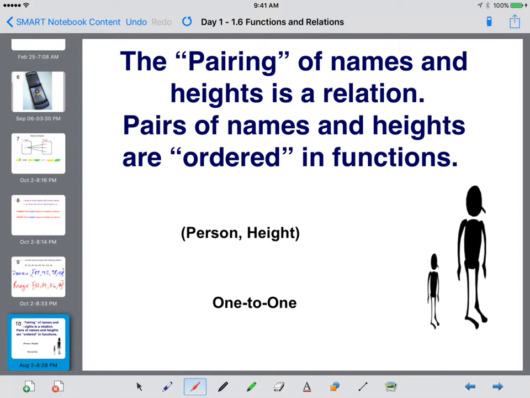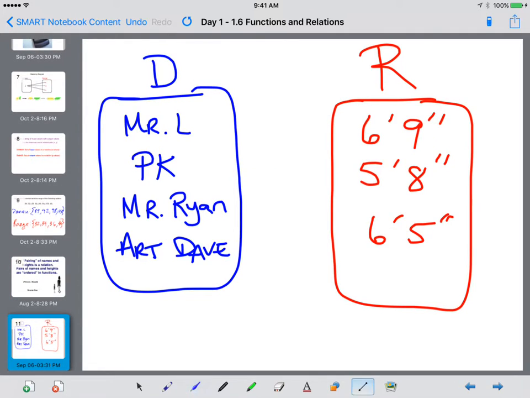If we pair names and heights, it's a relation. I'm going to talk about how it could be what we call a function. For example, take a look at the teachers in our school. You got Mr. L, you got PK, you got myself, you got Art Dave. I know I'm definitely taller than PK, but for the sake of argument, we're going to pretend that me and PK are the same height. So we have Mr. L, he's 6'9". PK, 5'8". I'm going to say we're the same height. And Art Dave is sitting here at 6'5".